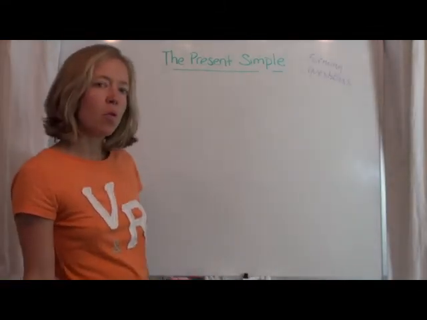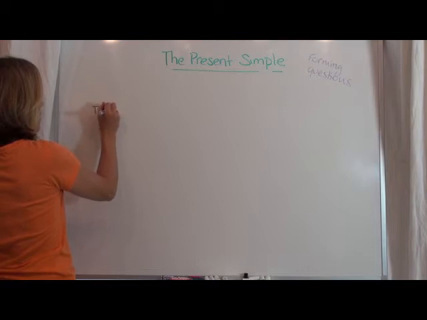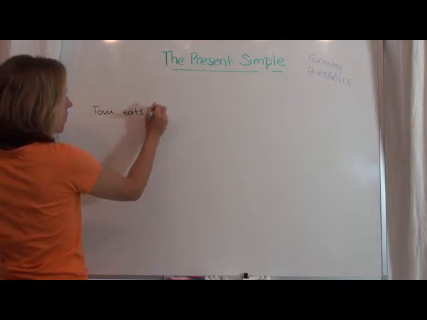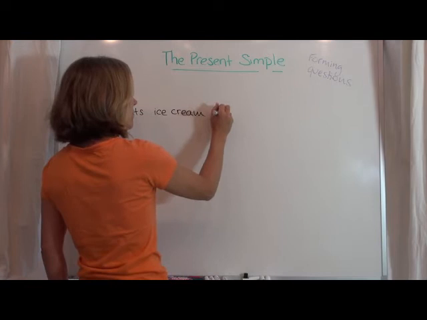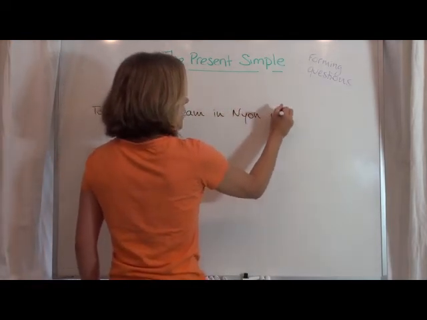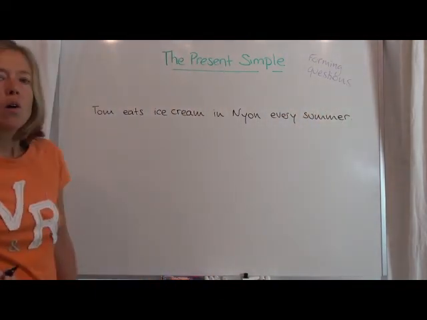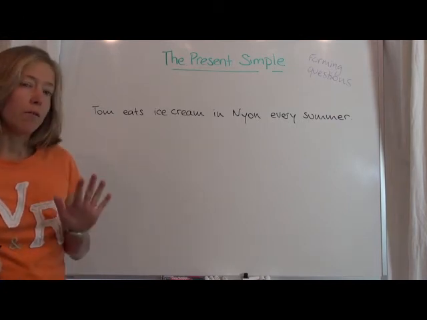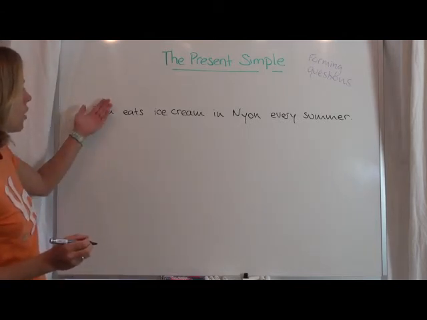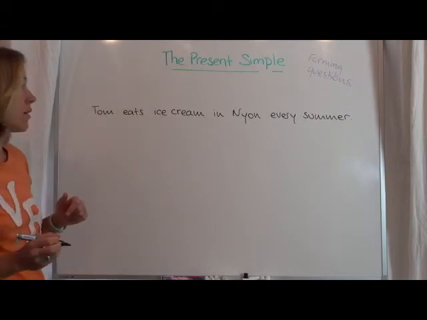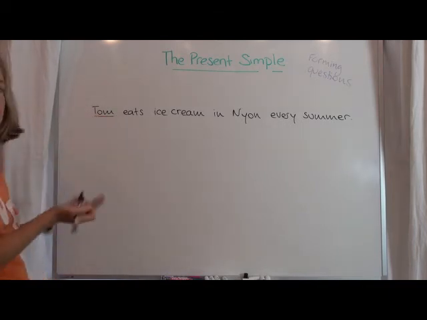So let's look at a little bit more complex sentence. Tom eats ice cream in Nyon every summer. So out of this sentence we will create 5 questions. The first question we'll ask is asking who eats ice cream in Nyon every summer. So this time we are asking who does the action.